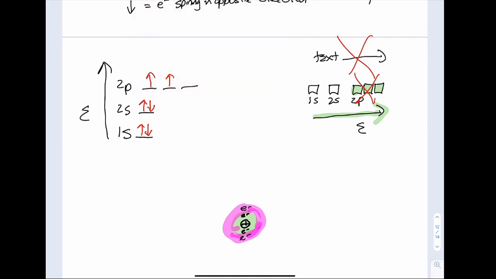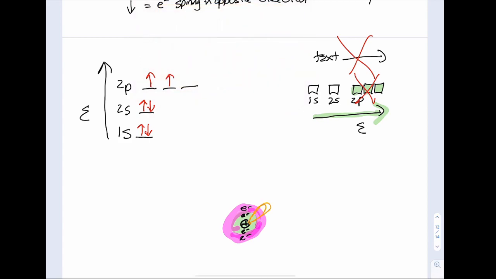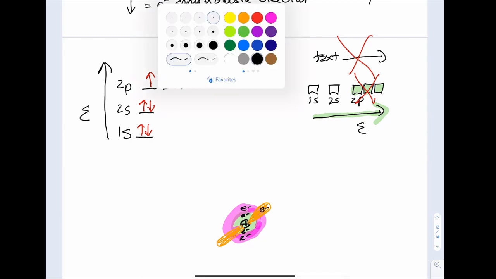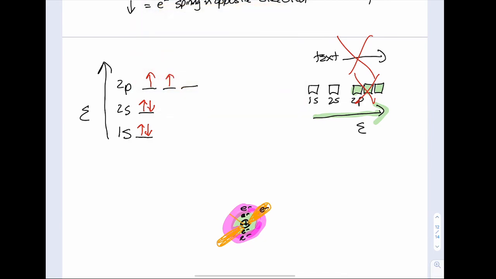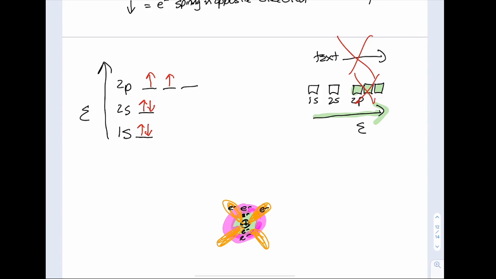And then I have a dumbbell, and that has 1 electron in it. And then I have another dumbbell, and that has 1 electron in it. So carbon. And of course not to scale at all.